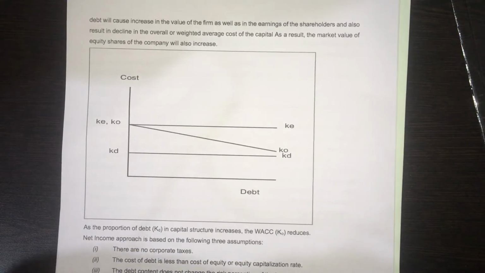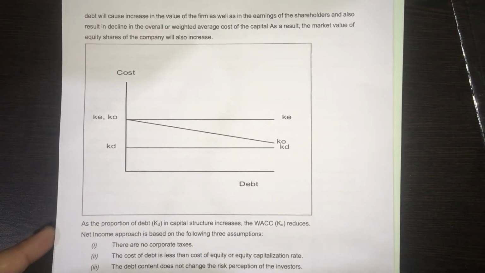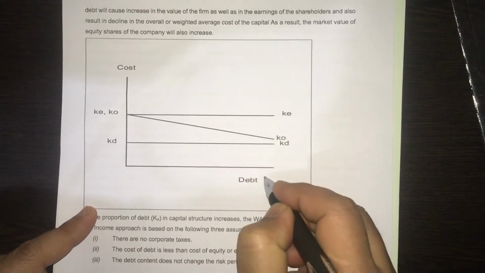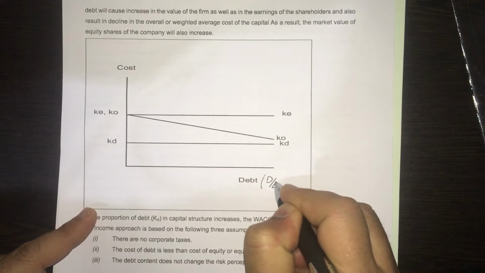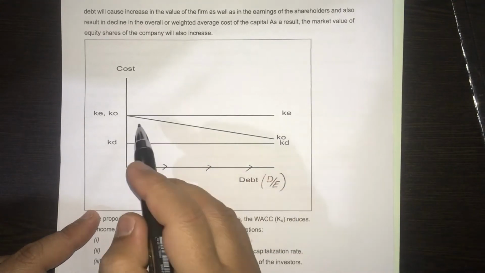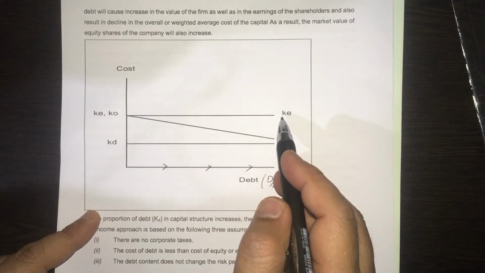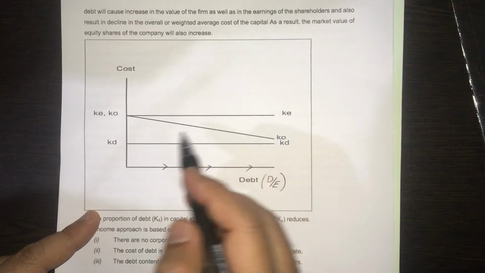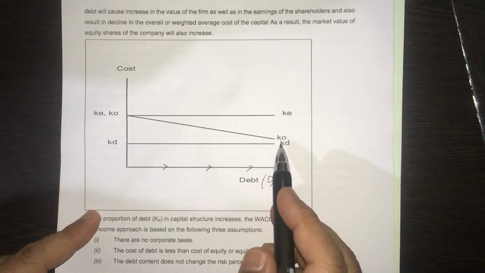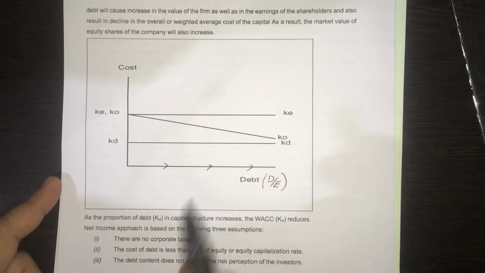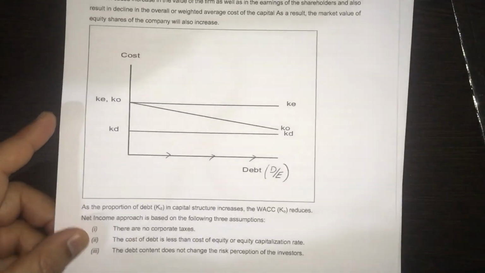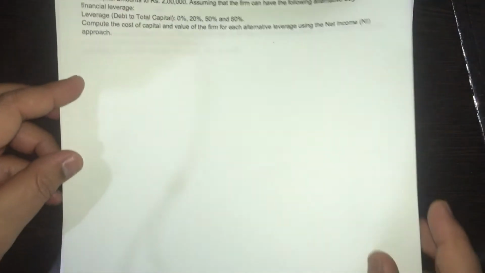Now, how are we going to prove that? According to NI approach, as the debt equity ratio, the financial leverage increases, the cost of equity is expected to remain constant, as well as the cost of debt, but KO will decrease over time. Now, we are going to prove this with the help of a problem, an illustrative problem, and here it is.